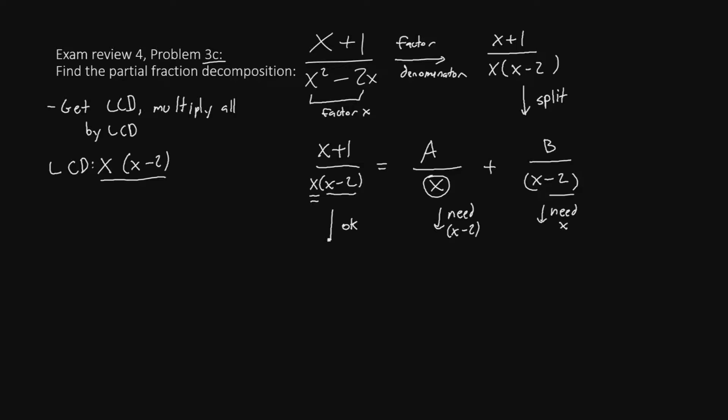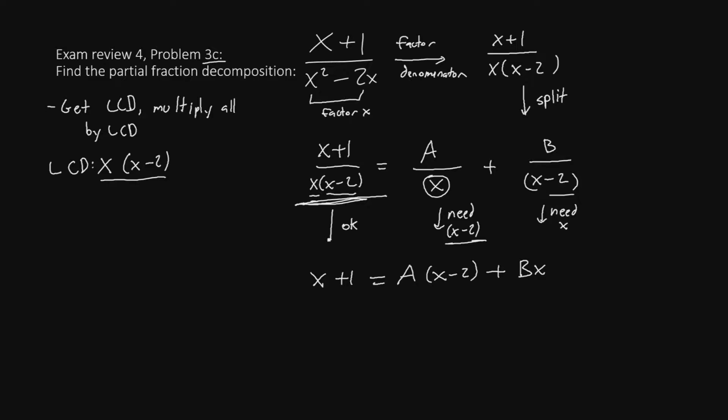So when we multiply everything by the LCD, the denominator in the first fraction here will clear, and you'll have just x plus 1 equals. In fraction A, the x will cancel out, and then the x minus 2 that we needed will end up next to A. For fraction B, the x minus 2 will cancel, but since we needed the x, that's what's going to end up next to B.